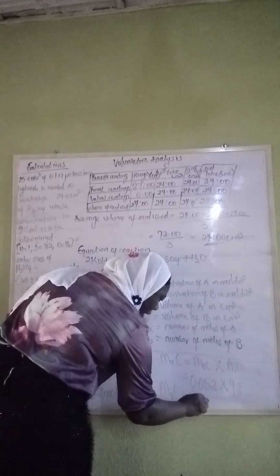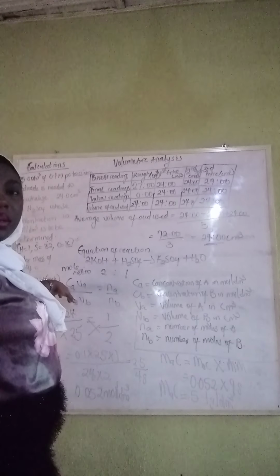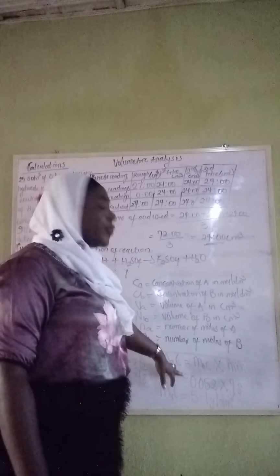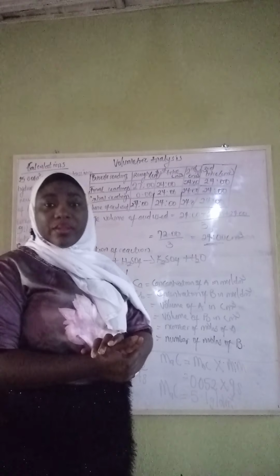So we can see the relevance of this CAVA over CBVB equals to NA over NB. If you are told to find your mass concentration, you have to look for the what? The concentration in mole per dm cube. Then you use the formula here to find your mass concentration. I hope you understand that.